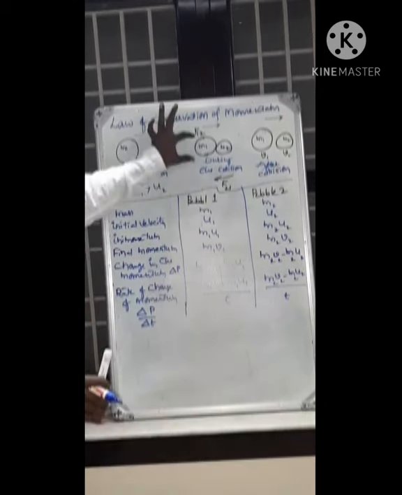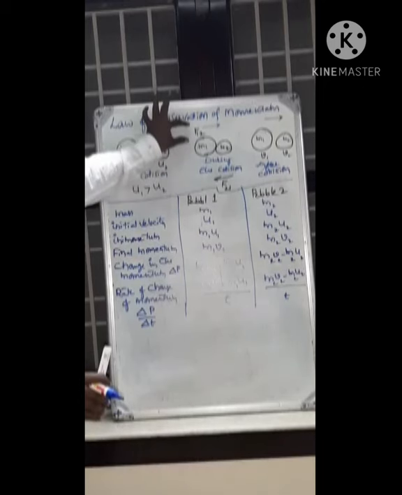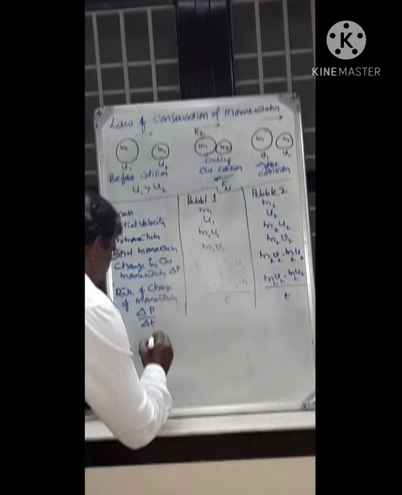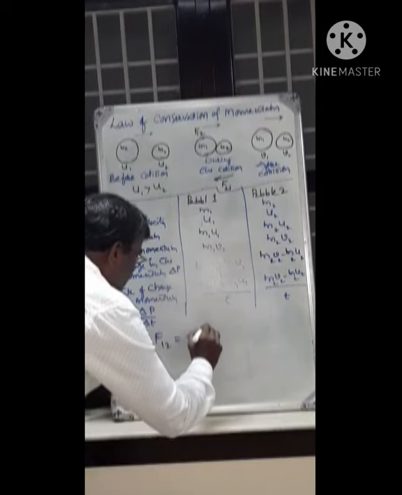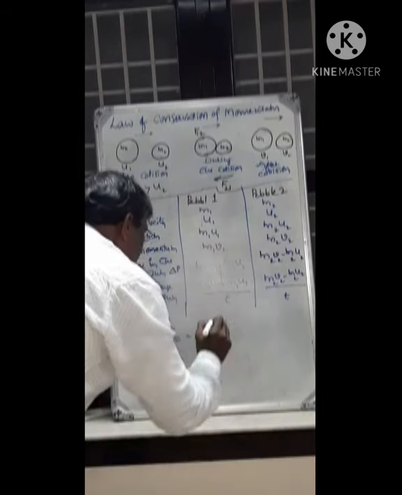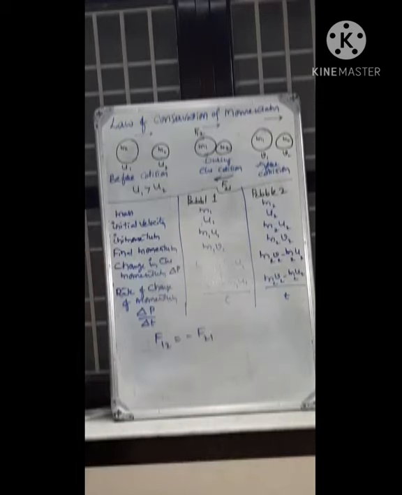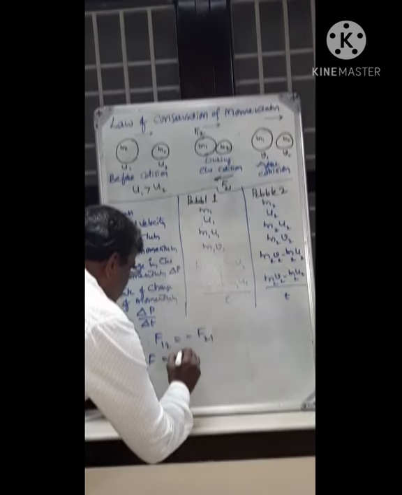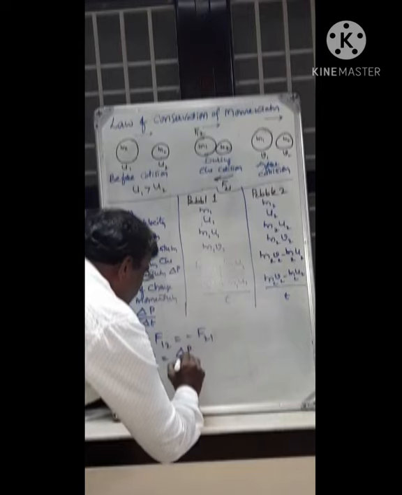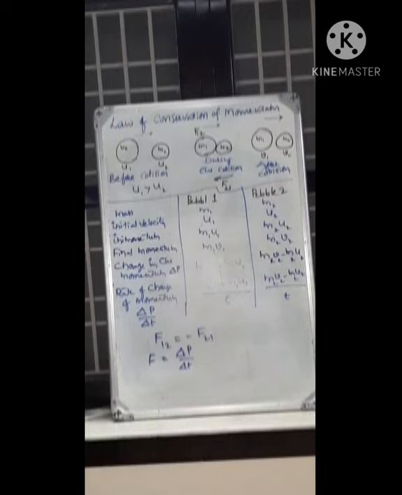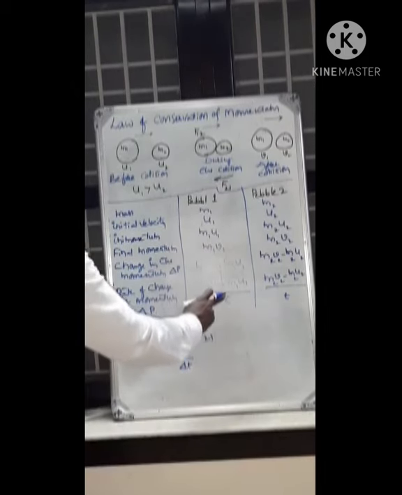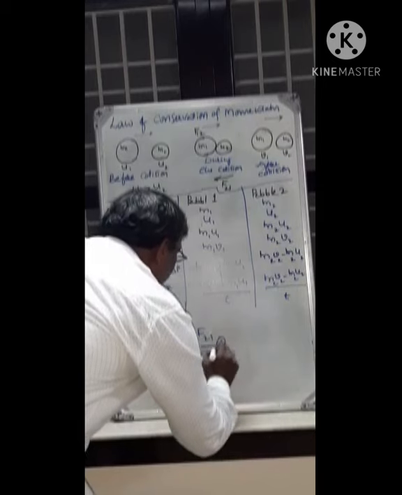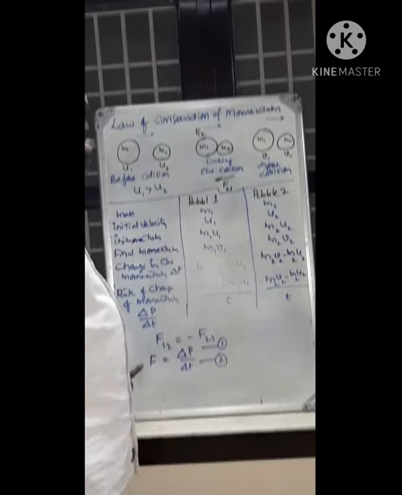During this collision we have observed that F12 and F21 are both equal and in opposite directions. So according to Newton's third law, F12 is equal to minus F21. According to Newton's second law, the net force is nothing but the rate of change of momentum. So here, this is F12, this is F21. Then from 1 and 2, according to Newton's second law.